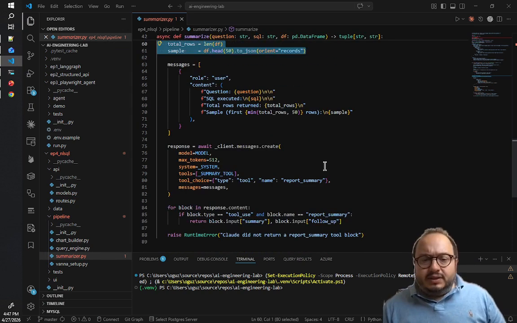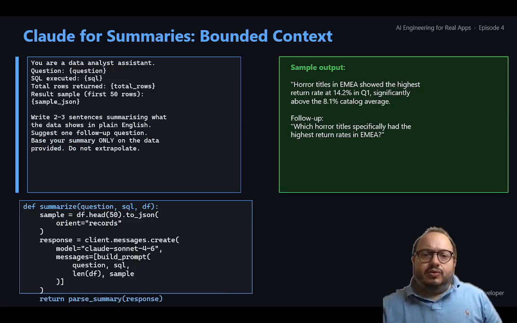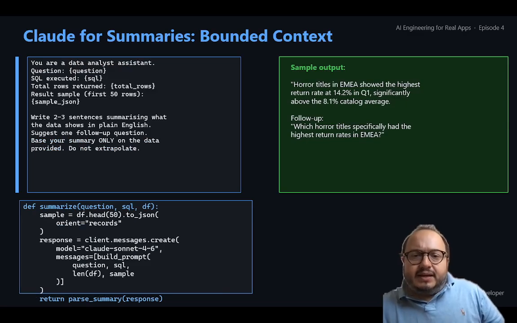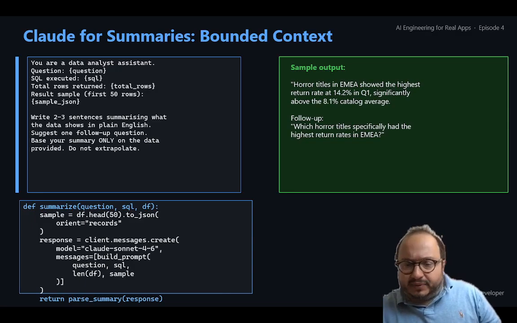Let me show the Claude summary step. It's simpler than you might expect. Claude's role in this pipeline is the last step: take a result and make it readable. The prompt is short. We pass the original question, the SQL that executed, and the first 50 rows of the result as a JSON formatted table. We ask Claude to write two or three sentences summarizing what the data shows in plain English, and to suggest one follow-up question the user might want to ask next.